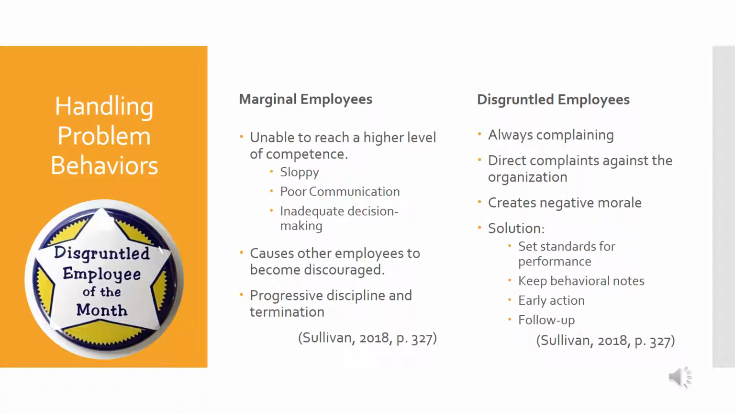Managers must be persistent and fair in following the organization's procedures of progressive discipline and even termination if the behaviors continue. Disgruntled employees are the employees that are always complaining. Most of these complaints are directed against the organization, which can affect how others view the organization. This type of employee can affect the morale of the unit in a negative way. This type of behavior can be addressed through setting standards of performance for the employees, keeping behavioral notes about incidents of complaining, taking early and consistent action, and following up appropriately.